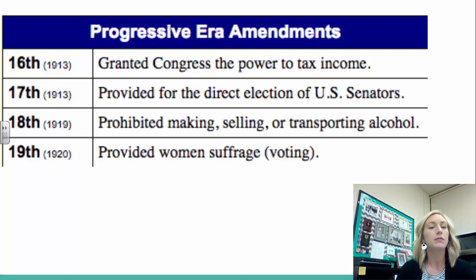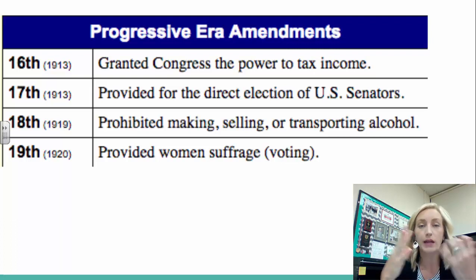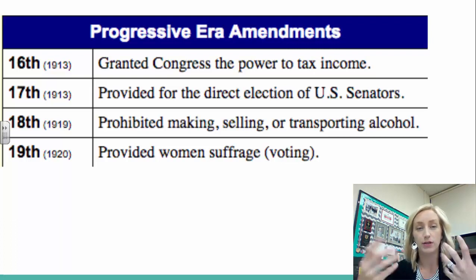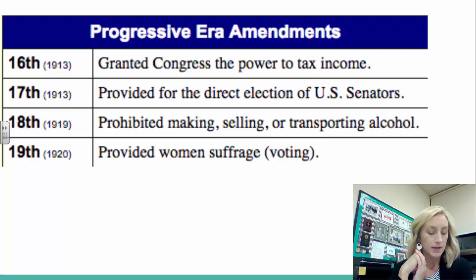So the 16th Amendment in 1913 granted Congress the power to tax income. So it allowed Congress to collect that federal income tax. And that if you make a salary or wage, a certain amount of that is going to go to the government. The 17th Amendment, also in 1913, provided for the direct election of U.S.